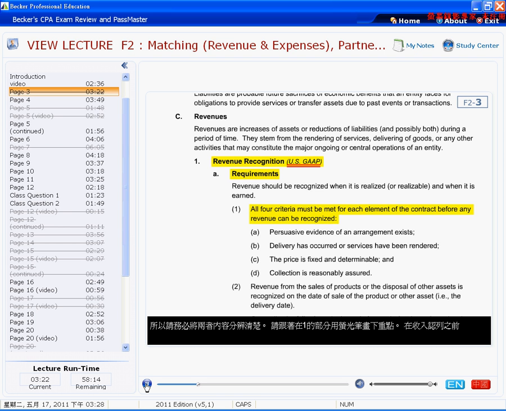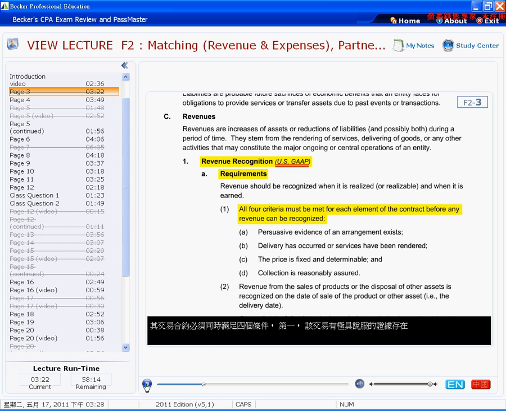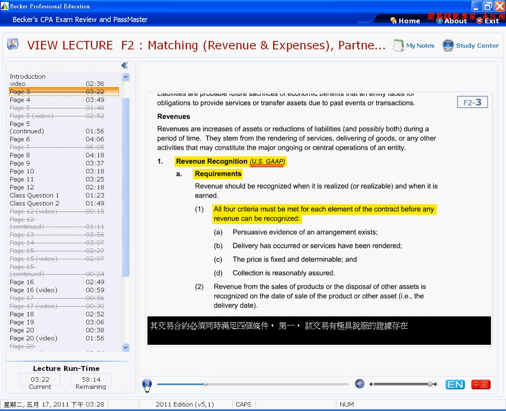All 4 criteria must be met for each element of a contract before any revenue can be recognized. So here are the 4 criteria, and let's highlight each of these 4. Persuasive evidence of an arrangement exists. Now, after you've highlighted that, why don't you kind of put down a general concept here? And these are just general concepts. There are certainly exceptions to each of these. But what that really means is you want a signed contract.